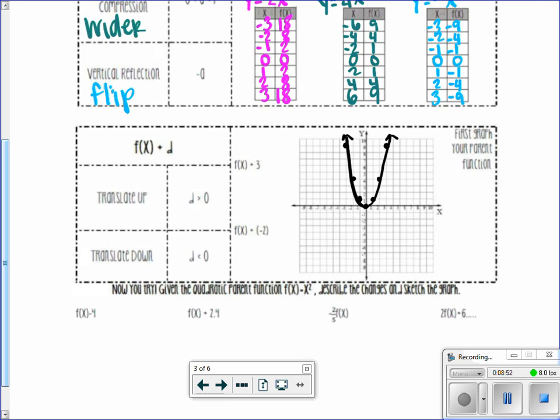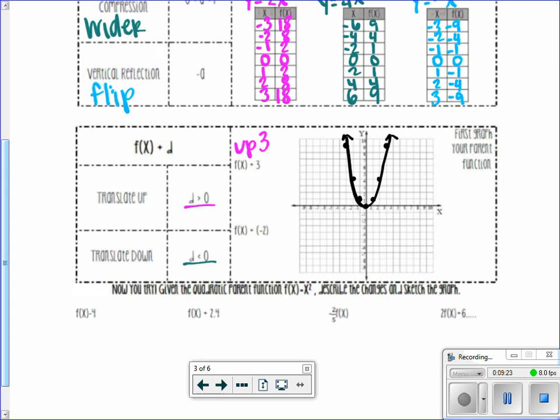Now, vertical shifts, normal. If it has a plus something, it's going to be going up. Less than 0 is going down. Sorry, I thought it was supposed to be 0. Okay. So on that first example, what's going to happen to it? It's going to go up 3.